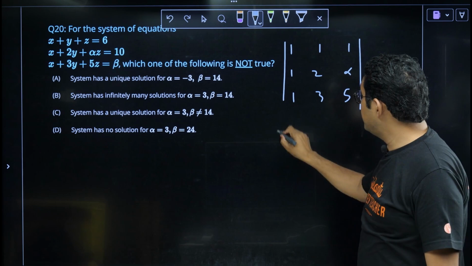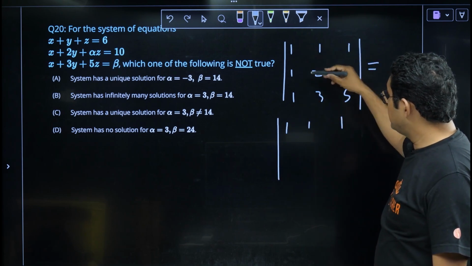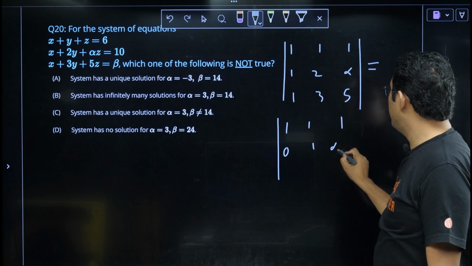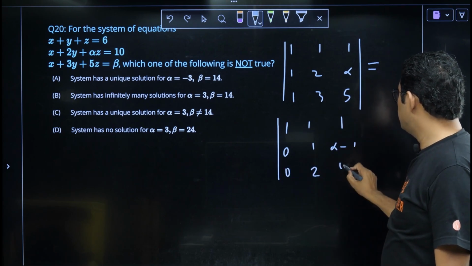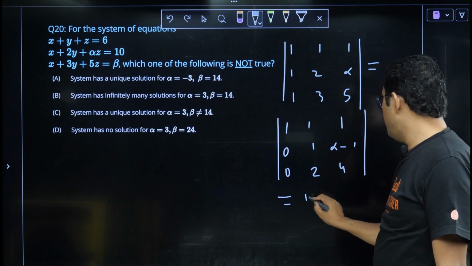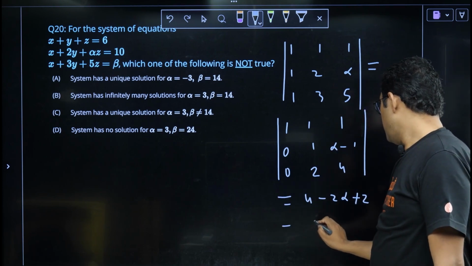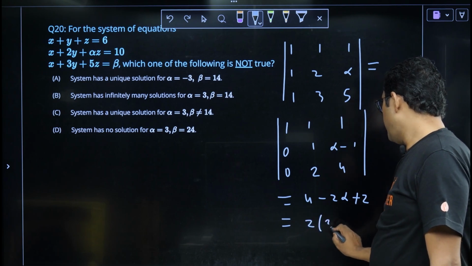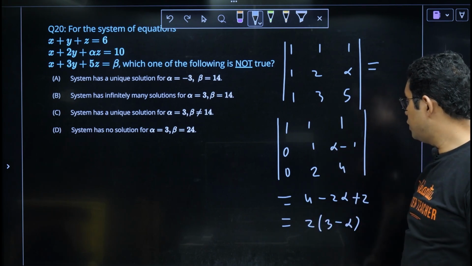Now to solve it, I think we can use some properties. Row 1 is 1, 1, 1. If I subtract the second row from the first, it will be 0, 1, alpha minus 1. Here also 0, 3 minus 1 is 2, and 5 minus 1 is 4. And that will be equal to 4 minus 2 alpha plus 2. So this gives you, I think, 2 common, 3 minus alpha: 4 minus 2 alpha plus 2, 6 minus 2 alpha, 2 common 3 minus alpha.